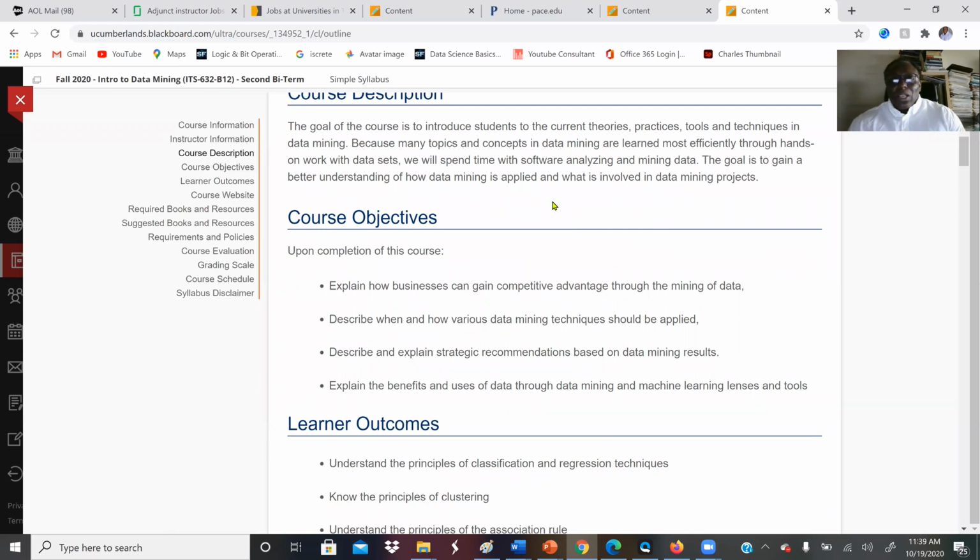So first we start again with the introduction. What is data mining? Why do we need data mining? Why do we study data mining? Or why are a lot of companies and business organizations using data mining?